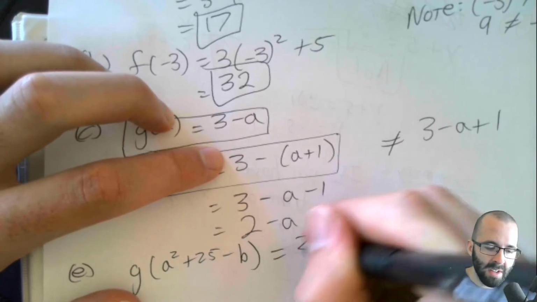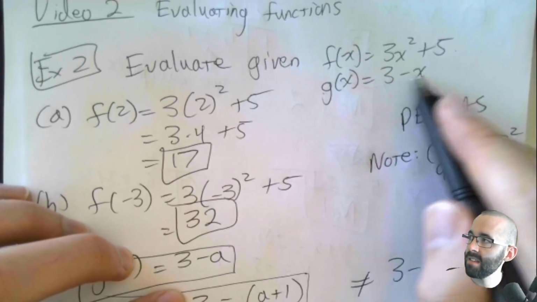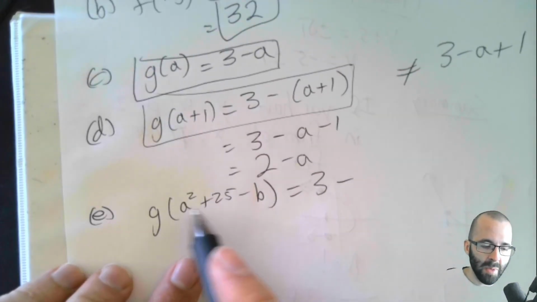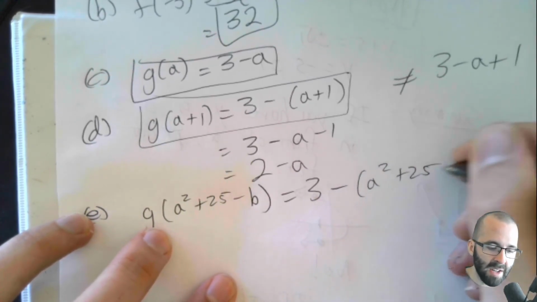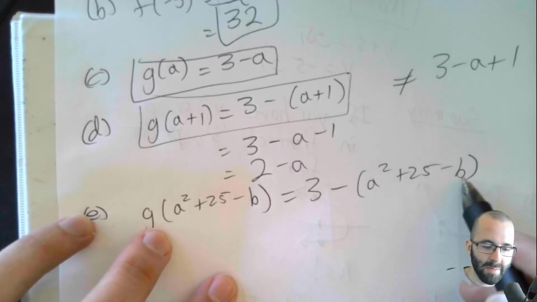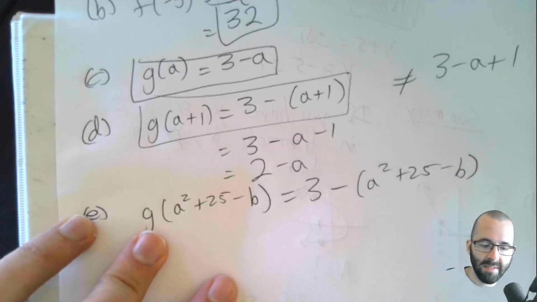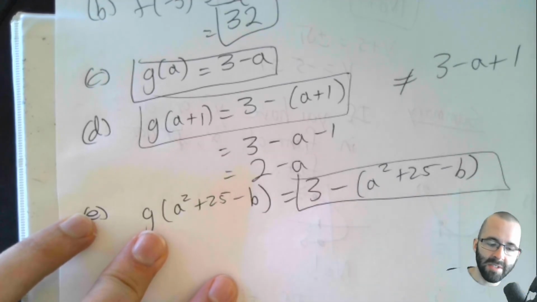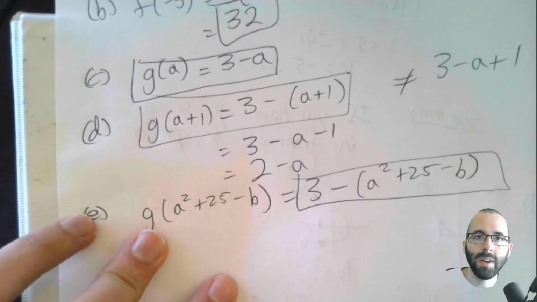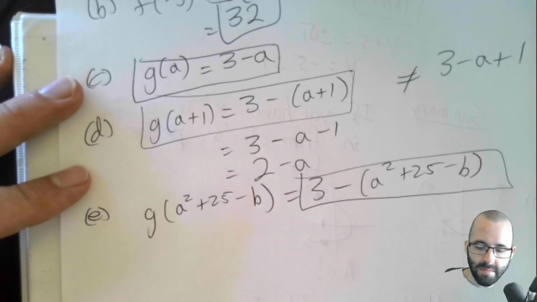You just look at the function, 3 minus x, and replace the x with whatever your new input is. A squared plus 25 minus water balloon. I don't know, minus b. Okay, and that's it. And again, I will accept this as a final answer, but you could also distribute and collect like terms if you wanted.